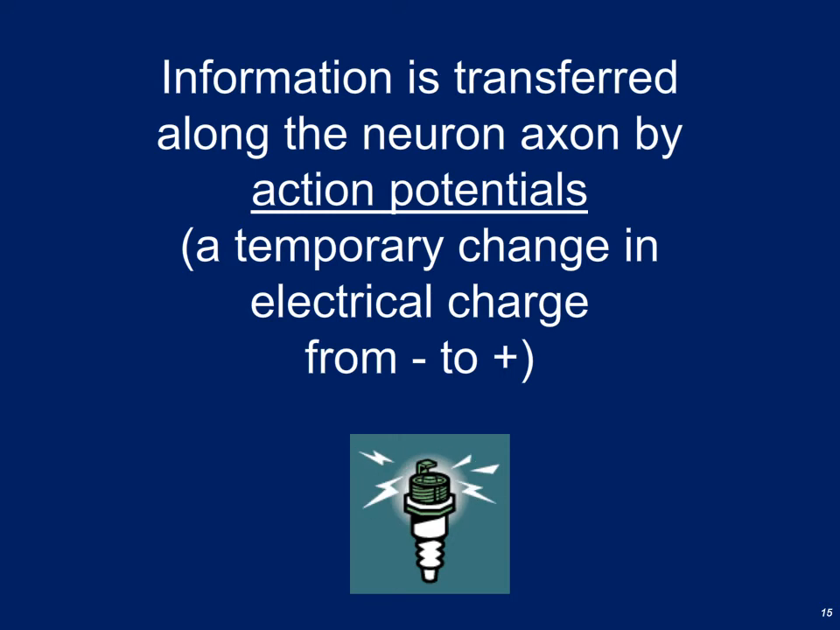So now that we've learned a little bit about the anatomy of both the neurons and the neuroglial cells, we're going to go on to talk about how information is transmitted along neurons. So information within a neuron is transmitted by an electrical charge, which is called either an action potential or a nerve impulse. And this action potential is actually a temporary reversal in charge from negative to positive. Normally, the inside of an axon is a little bit negative, and during an action potential, it briefly turns positive. In the next few slides, we'll talk about how this process occurs.